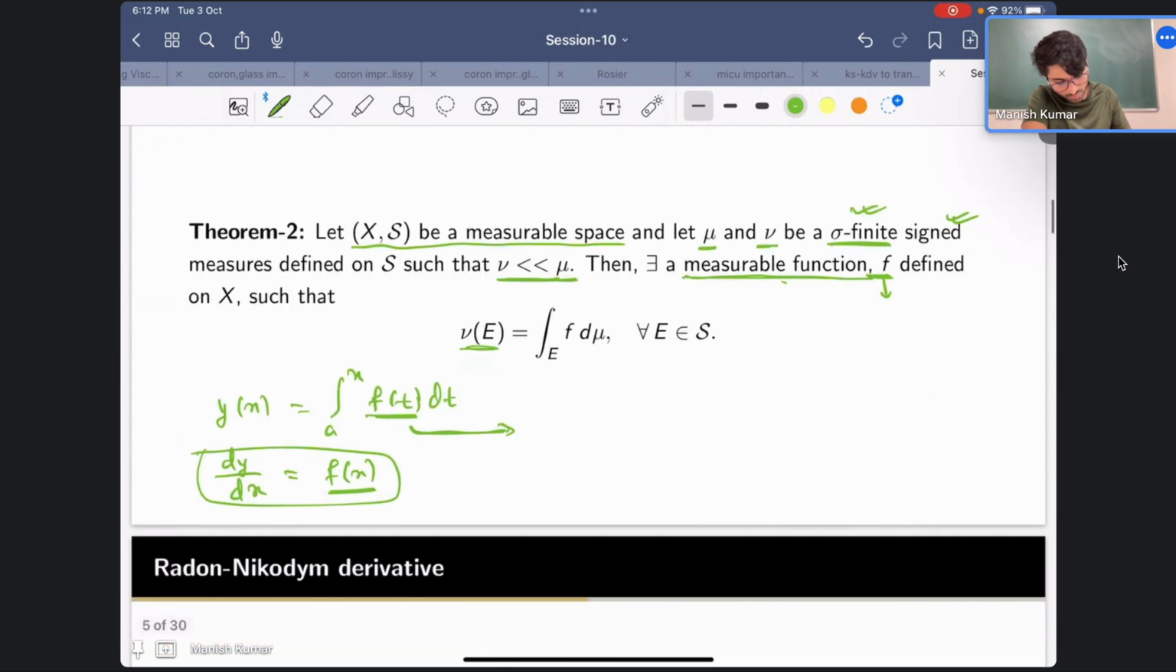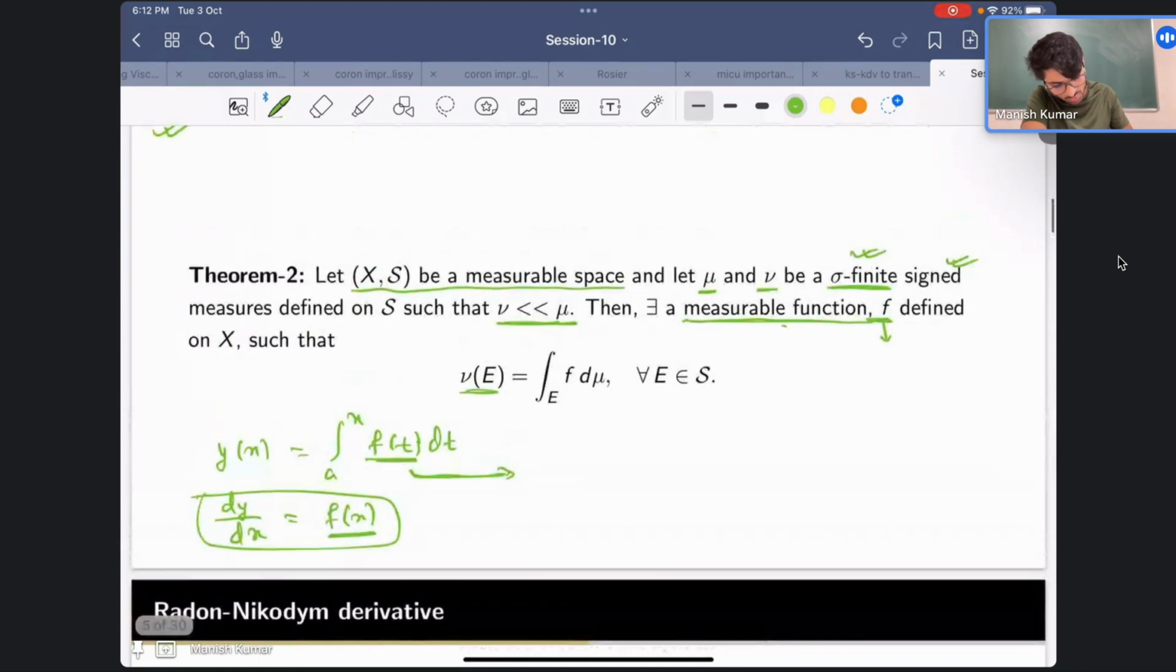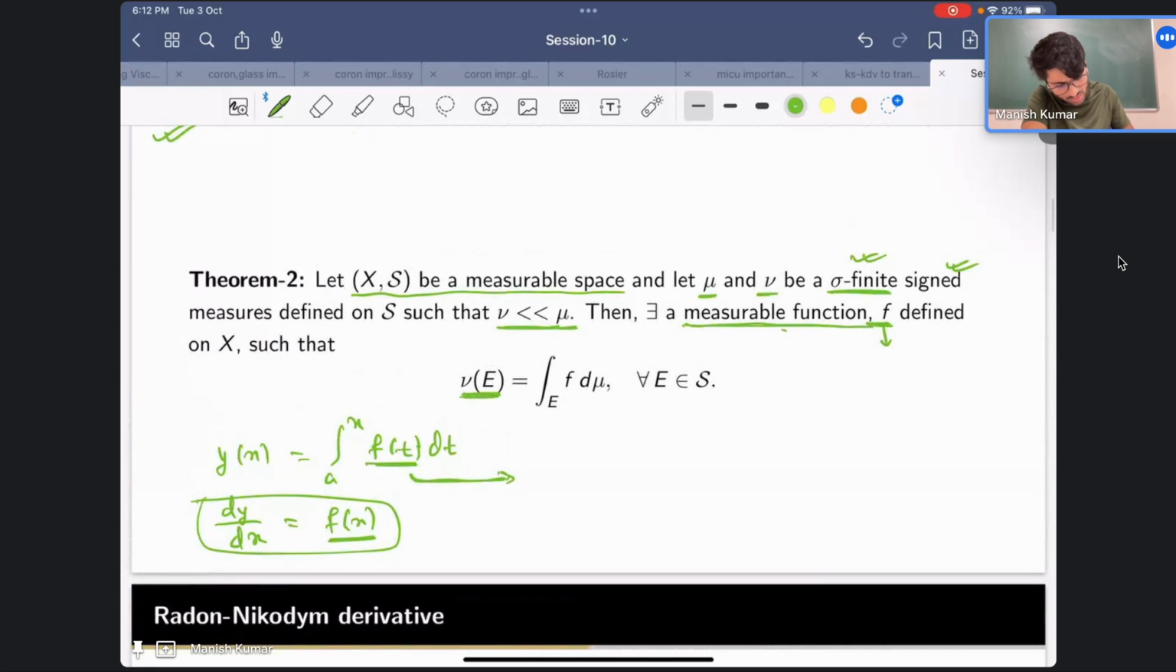In the same way, analogous to this, you see that nu of E is the integration of some function with respect to the Lebesgue or some measure mu. In this case, this function f is said to be the Radon-Nikodym derivative of nu with respect to mu. So this function f, which you are getting from this theorem, is called the Radon-Nikodym derivative of nu with respect to mu.